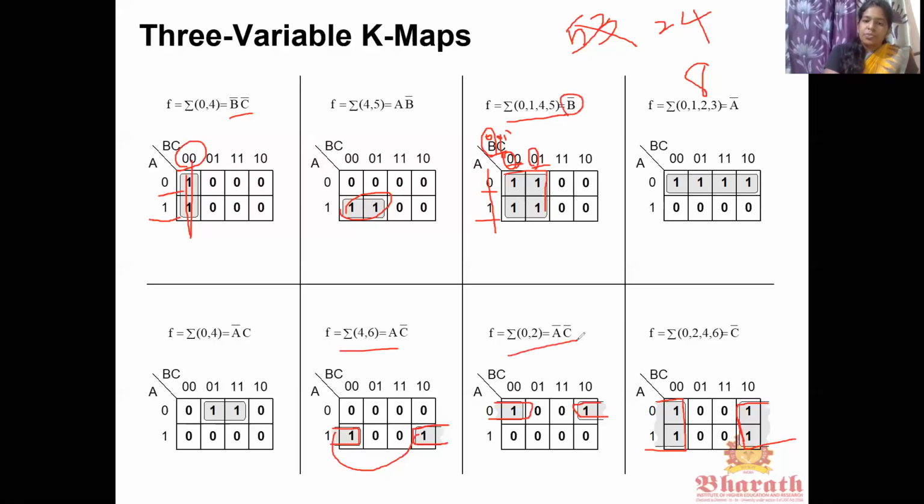For 0, 2. Take here, this can be mapped in a single row. So A equal to 0. 0 means A complement. Then we have to see the column. This one column and this column can be covered here. See the B value 0, 1. It's different. C value, second number 0, 0. Same. 0 means complement. A complement, C complement. That's all. This is the way to identify the algebraic expression after grouping.